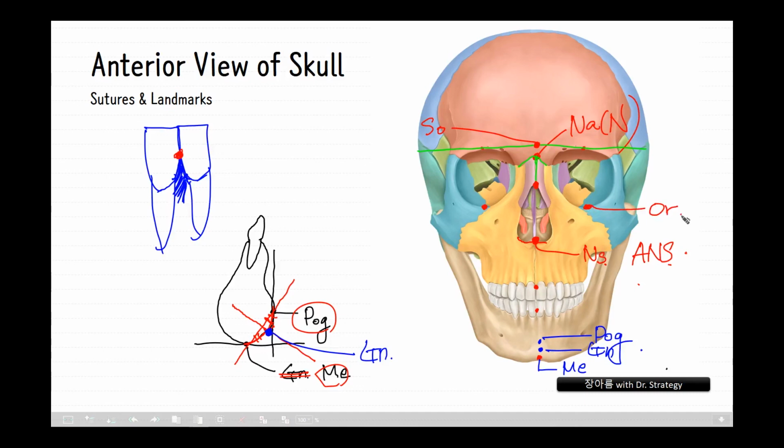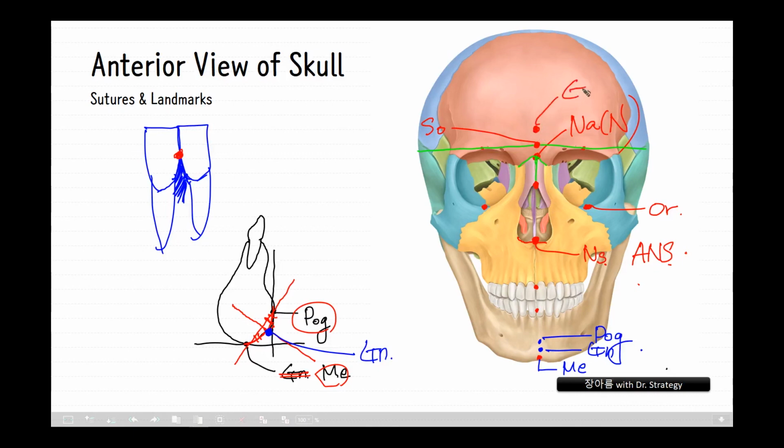And the glabella. Glabella is the most prominent point, which is not discrete in the Asian population. In the median sagittal plane between the supraorbital ridges, probably above the supraorbital, here is the glabella.